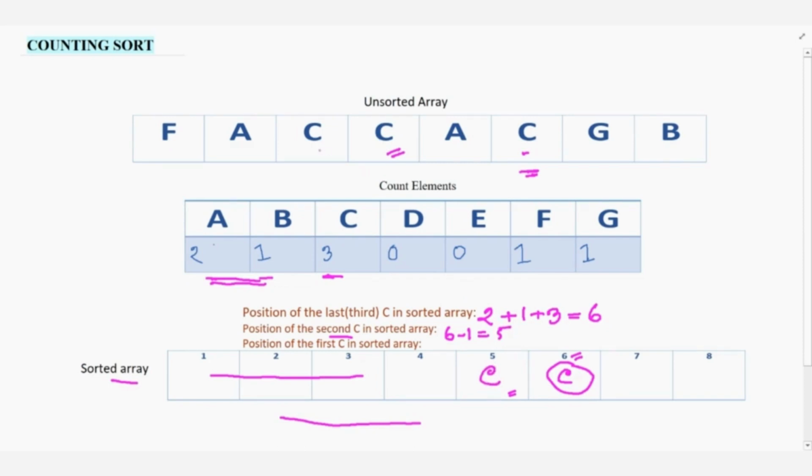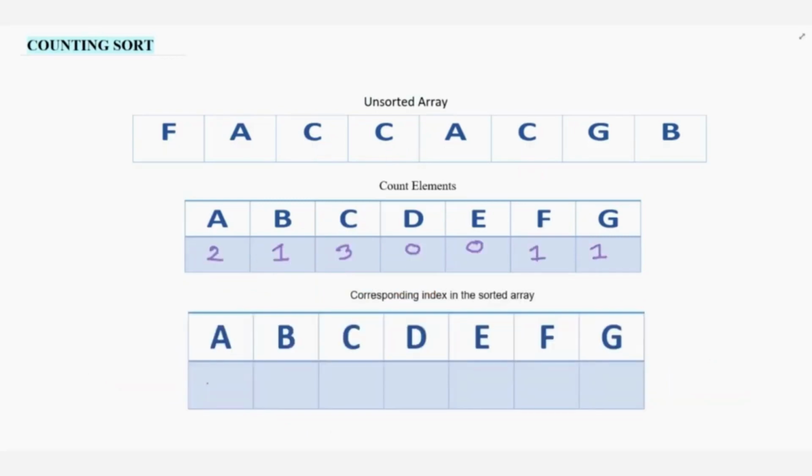What will be the position of the first C? We decrease the position of the second C by 1 and we get position 4 for the first C. This position is the position for the last occurrence of the element in the array. If we have multiple occurrences of the element, we decrease this position by 1 to find the positions of the other occurrences of the element in the sorted array. Based on this concept, we can find the position of every element in the sorted array.